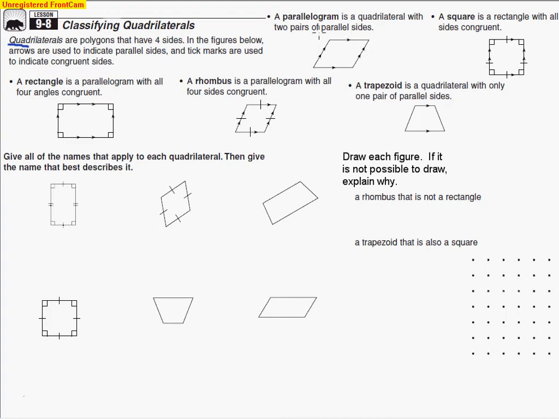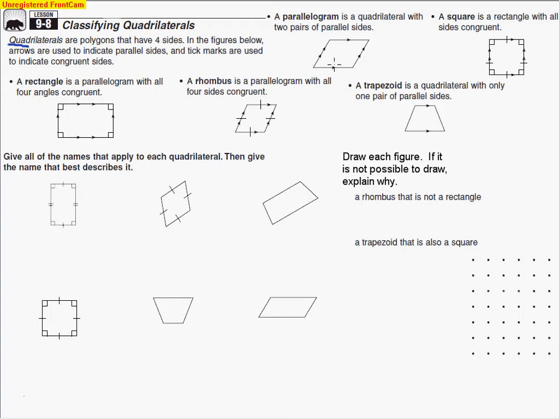Now, a parallelogram has two sets of parallel sides. So you see these arrows? These two arrows signify that these two sides are parallel. And then the one arrow signifies that we have a different set of sides that are parallel. So from parallelograms, we have three other types of special quadrilaterals.